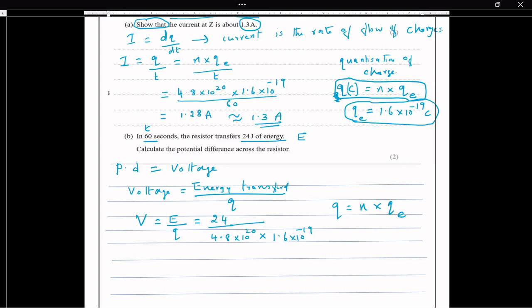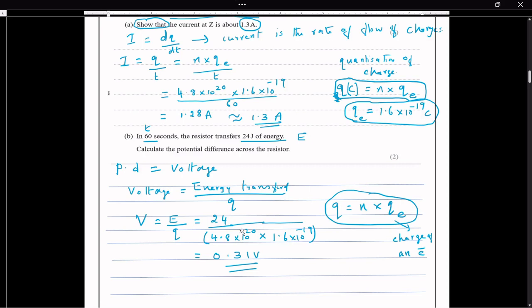So this is the total charge. Total charge is the number of charges times the charge of an electron. The data booklet will give you the charge of an electron, so you multiply it with the number of charges. Therefore, the PD developed is energy over charge, which on calculation gives 0.31 volts.